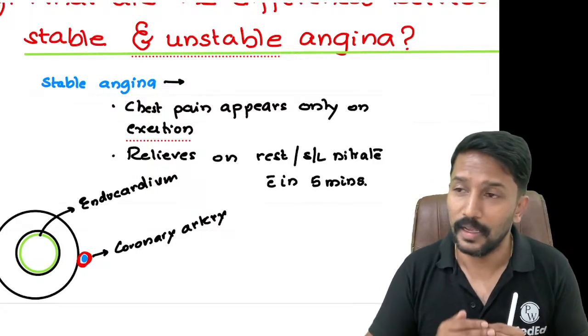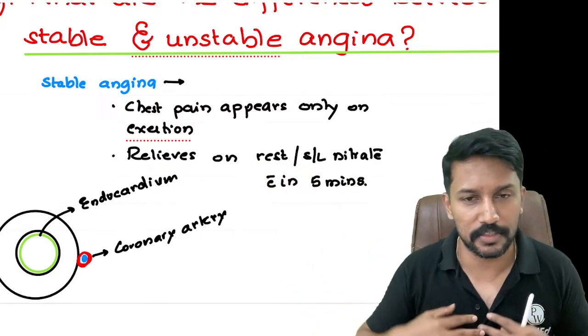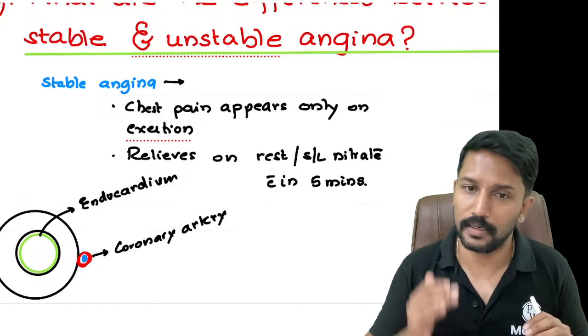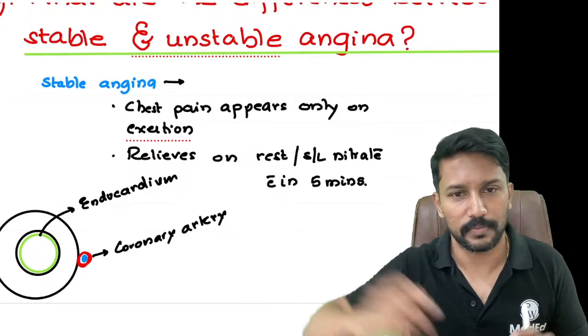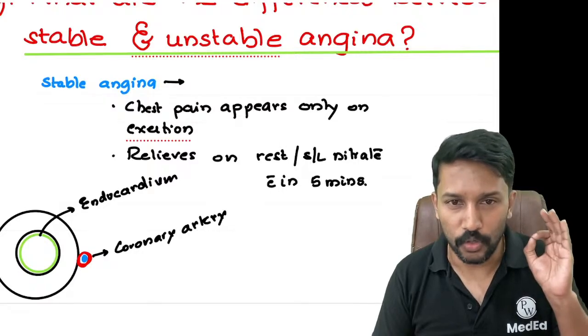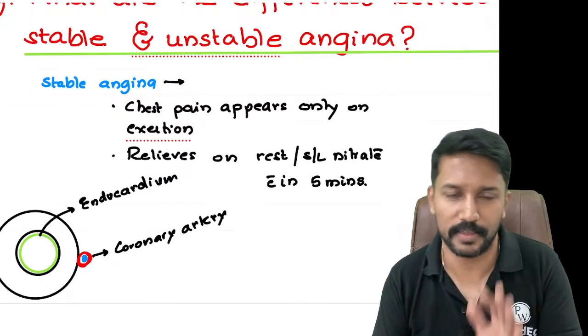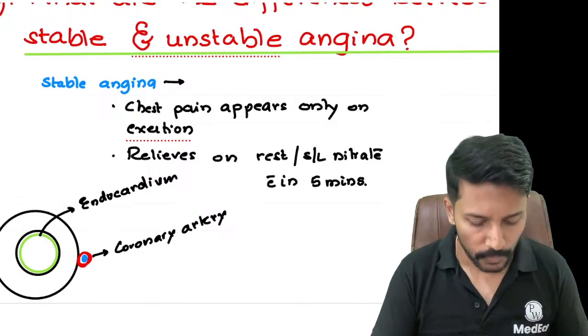Or the patient would say, sir, I can walk 60-70 meters and then the chest pain appears. I have to sit, take 2 to 3 minutes of rest. Then I feel better and then I can walk another 50-60 minutes. So chest pain only on exertion and promptly relieved by rest or sublingual nitrates. That is stable angina. Okay.